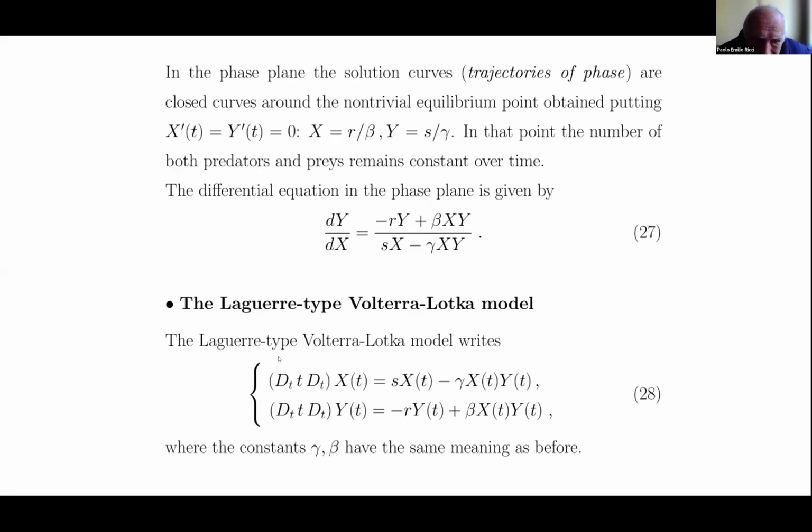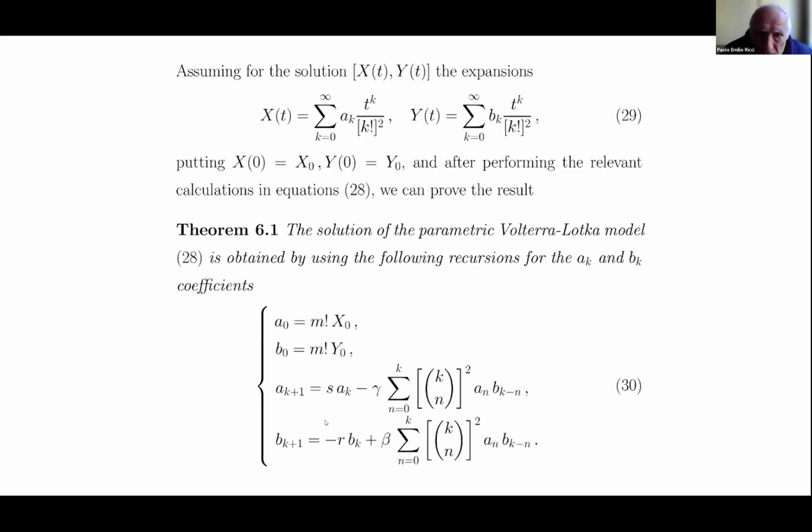The Laguerre-type model is obtained by substituting the derivative with the Laguerre-type derivative. The situation is similar, but in this case we find an approximation of the solution by expanding it in this form: capital X of t, similar to the Laguerre-type exponential with coefficient a, and y of t with exponential b. The solution is obtained by using the following recursion for the coefficients, written here in equation 13.